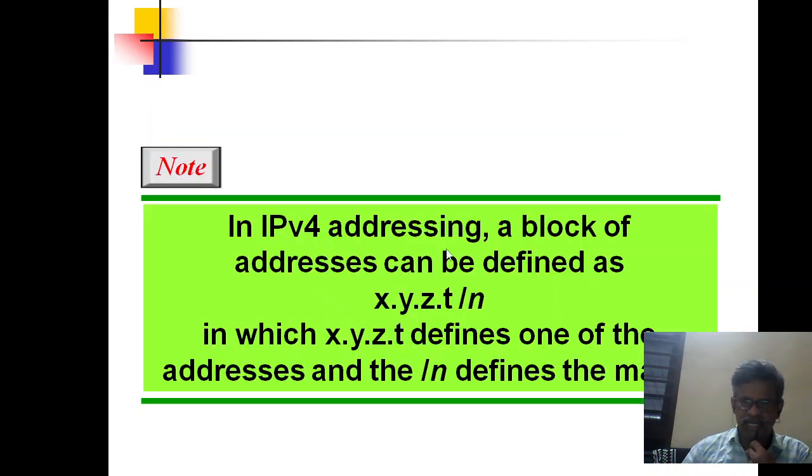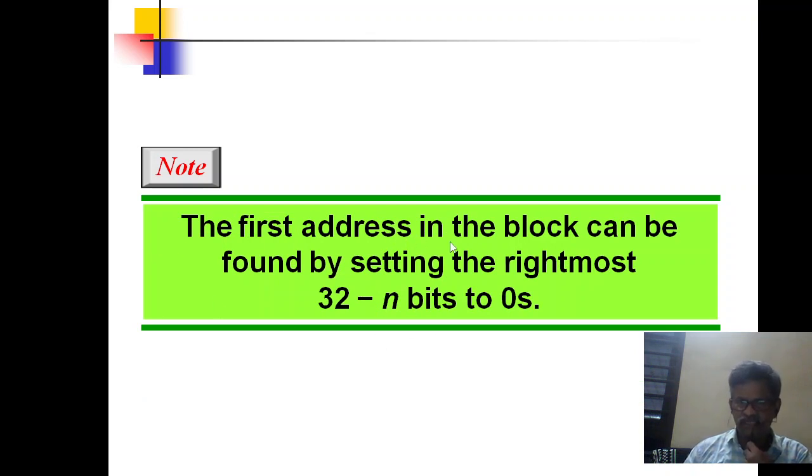So in general IPv4 addressing, a block address can be defined as x.y.z.t/n, in which x.y.z.t defines one of the addresses and the /n defines the mask. The n leftmost bits which are kept fixed at 1 and the other 32 minus n fixed at 0 define the mask. So this is the standard notation. Let us see one of the addresses. The first address in the block can be found by setting the rightmost 32 minus n bits to 0. We will take an address, set the last 32 minus n bits to 0 and get the first address.